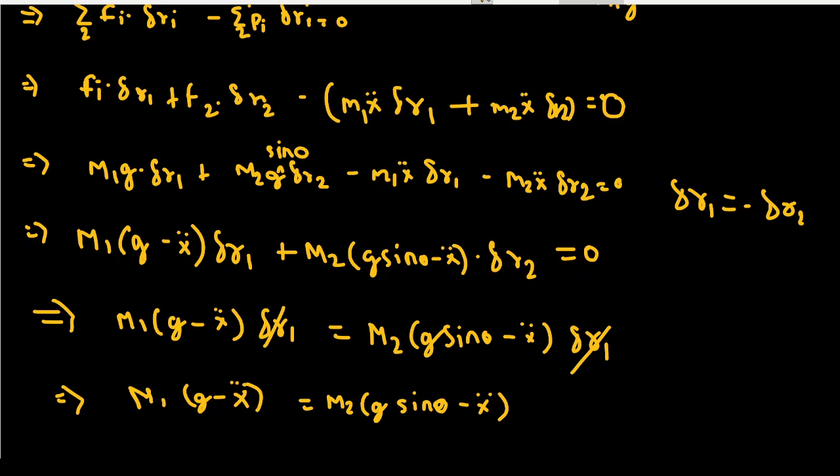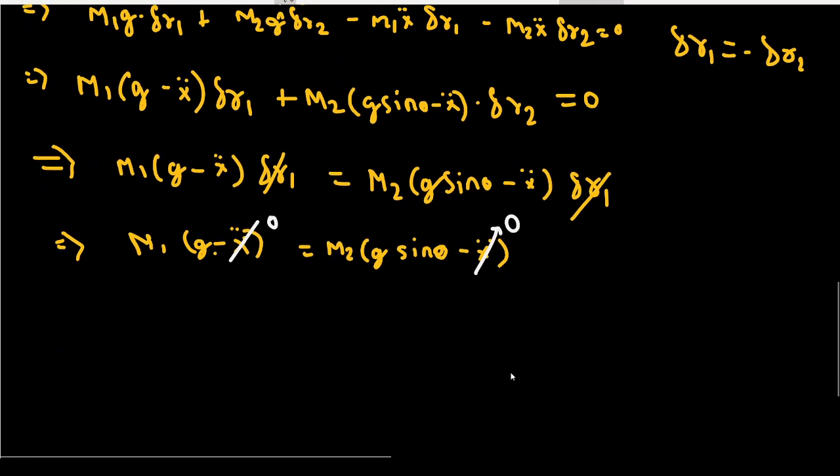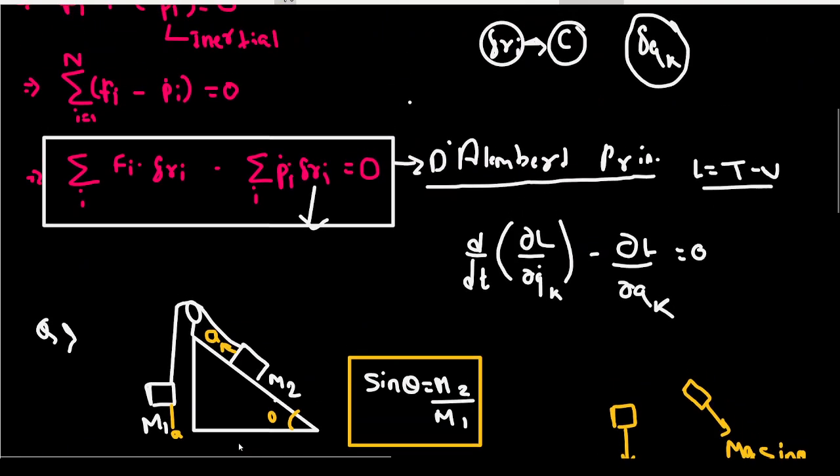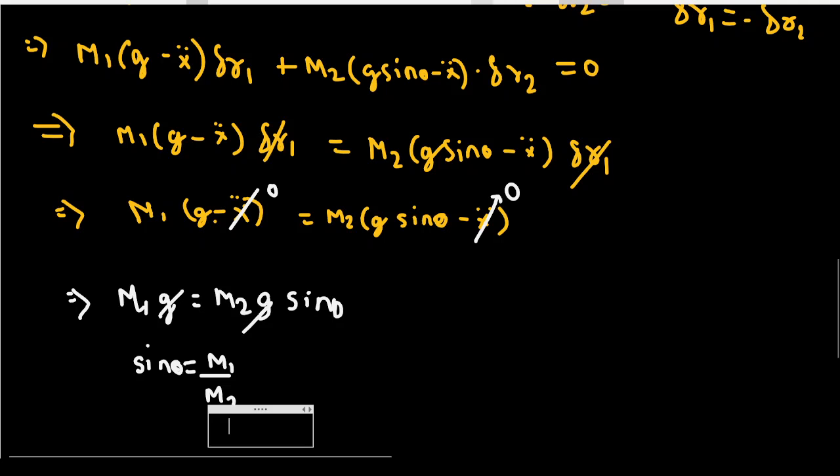Now we want the equilibrium conditions. For equilibrium, this particular quantity is equal to 0 because acceleration is 0. What we are left with is m1 g is equal to m2 g sine theta, and the final expression after cancelling g is sine theta equal to m1 by m2, which is what we have to prove.